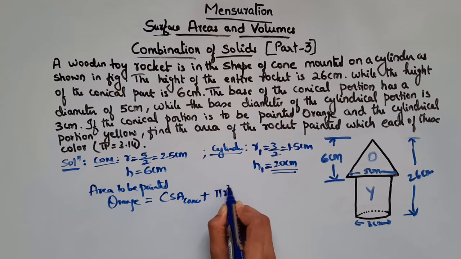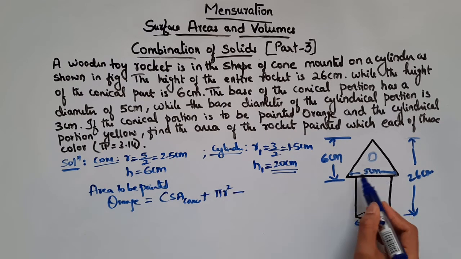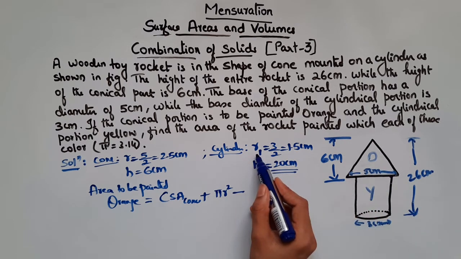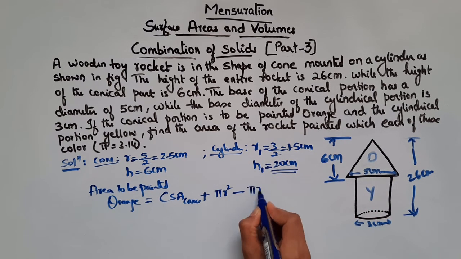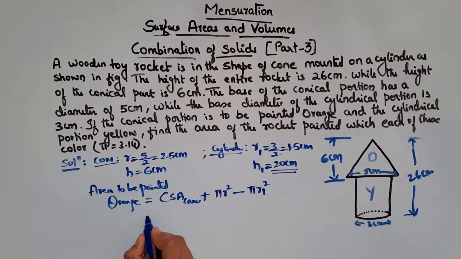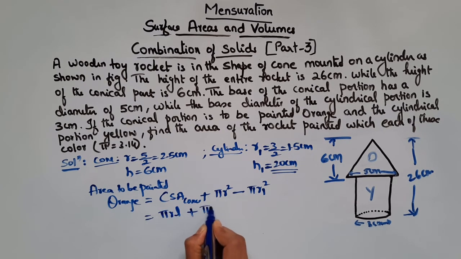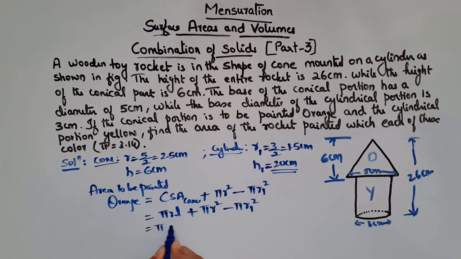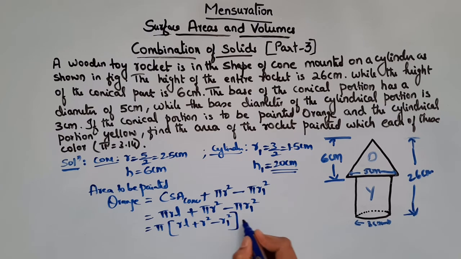So pi r square minus base of this cylinder. Base of the cylinder is also pi r square, but r is r1. So pi r1 square, which is equal to, now what is the curved surface area of the cone? So curved surface area of the cone is pi rl plus pi r square minus pi r1 square. Here pi is common. We are left with rl plus r square minus r1 square, which is equal to, now let's substitute the values.